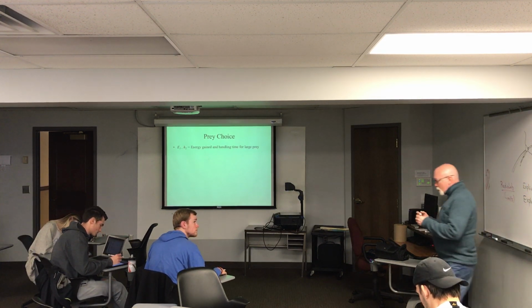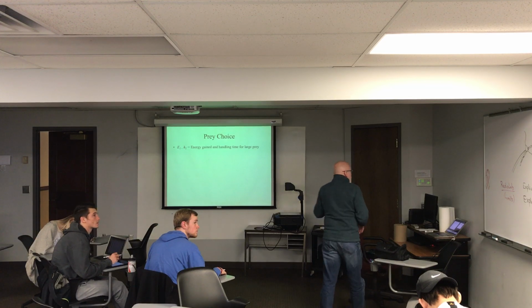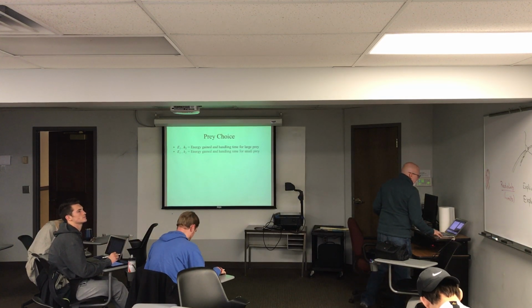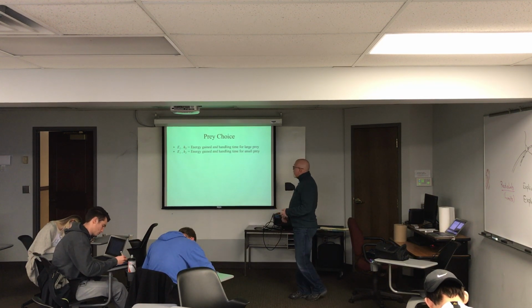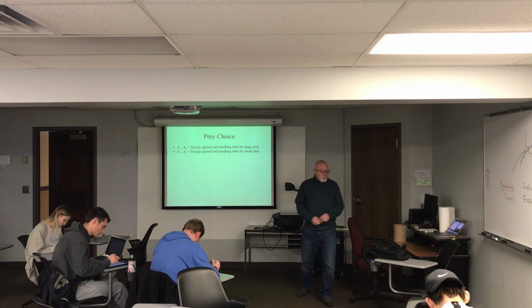So we've defined what the currency is. If we have two prey types, there's a large prey type and there's a small prey type. Each of these has a certain amount of energy that is associated with them, and they have a certain handling time that is associated with them.